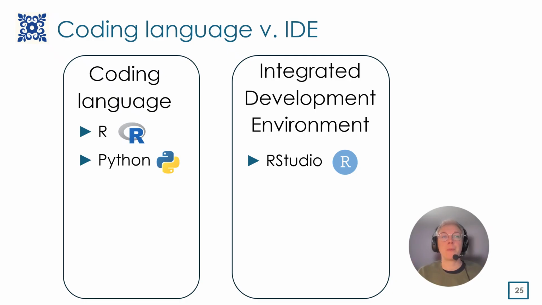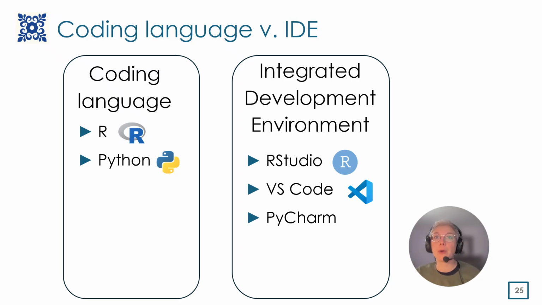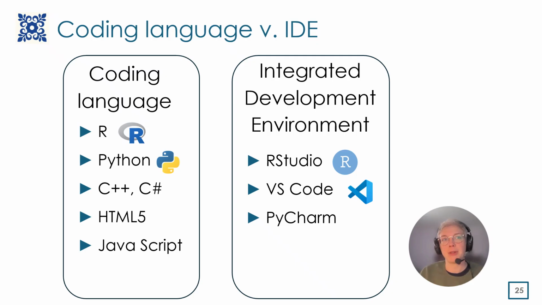Other examples would be you are writing code in Python, but you use the VS Code or the PyCharm IDE to write and compile your code. You have plenty of other languages, C++, C Sharp, HTML5, JavaScript, and so on. And you also have a ton of other IDEs.